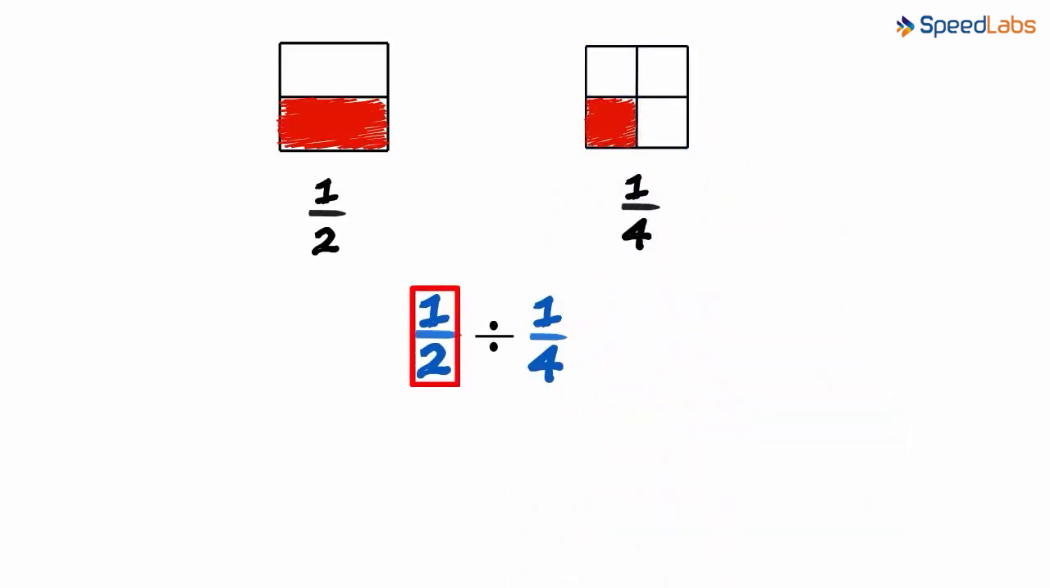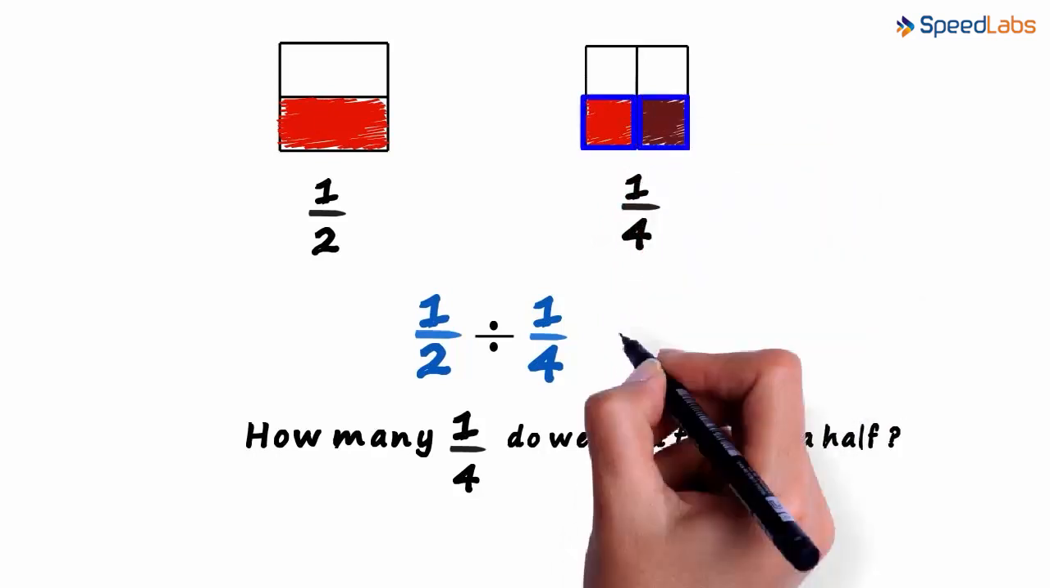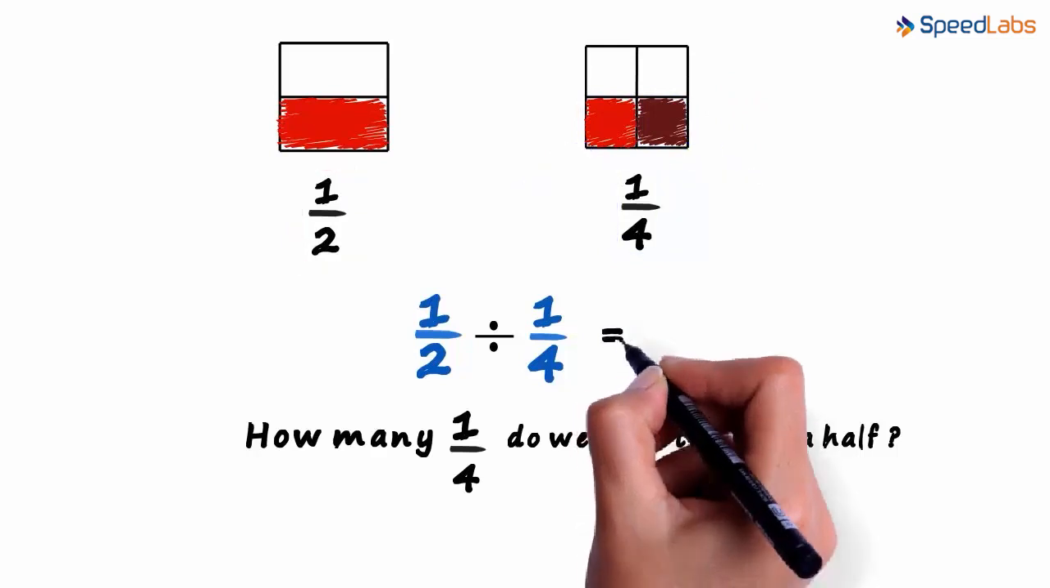So 1 by 2 divided by 1 by 4 in words can be read as how many 1 by 4s do we need to make a 1 by 2 or a half. If we color another part in this square, we can see that exactly half of the square is colored, which is 1 by 2. This means that we need two 1 by 4s to get a 1 by 2, which is precisely why the answer is 2.